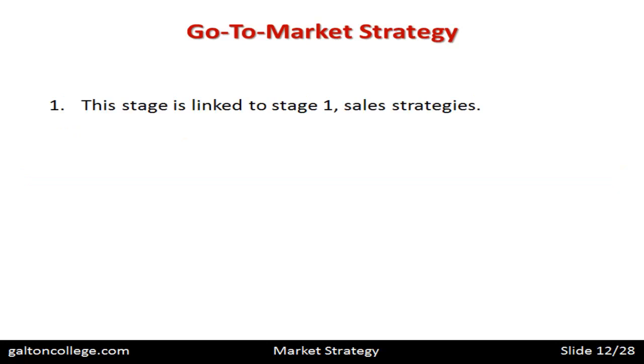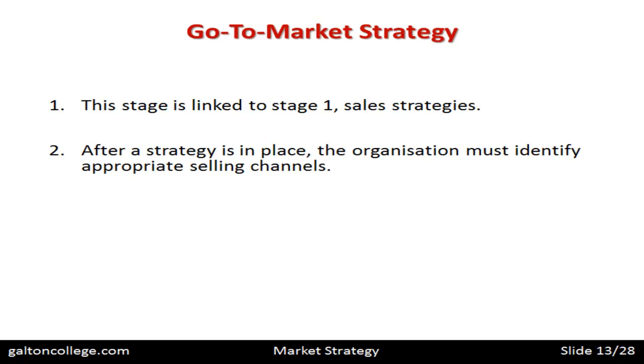Now, this stage is linked to stage 1, sales strategies, and we should look at this particular video in the context of sales strategies and the various videos we are offering on that topic, because they are linked. After a strategy is in place, the organization must identify appropriate selling channels. So the organization must develop a sales strategy. It must be sure about the pricing policy and the approach it's going to take to sell the product, to market the product, to deliver the product to the final customer.